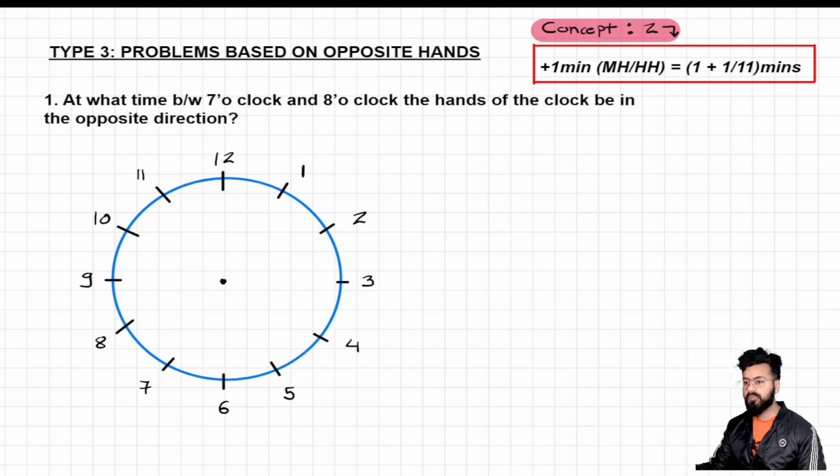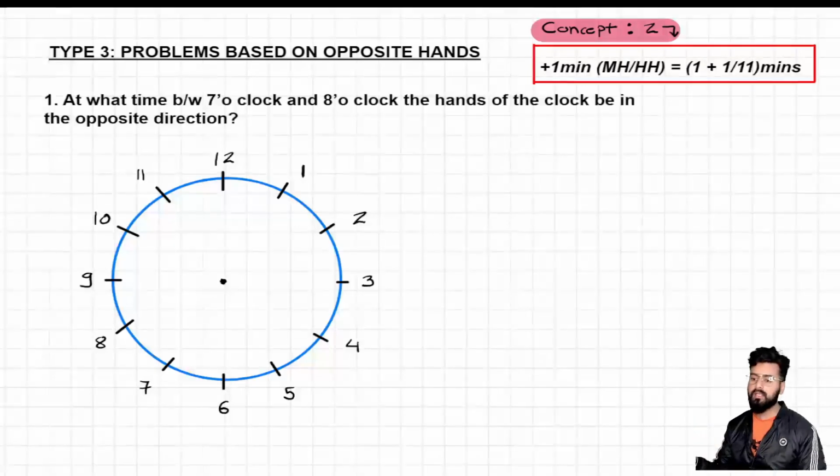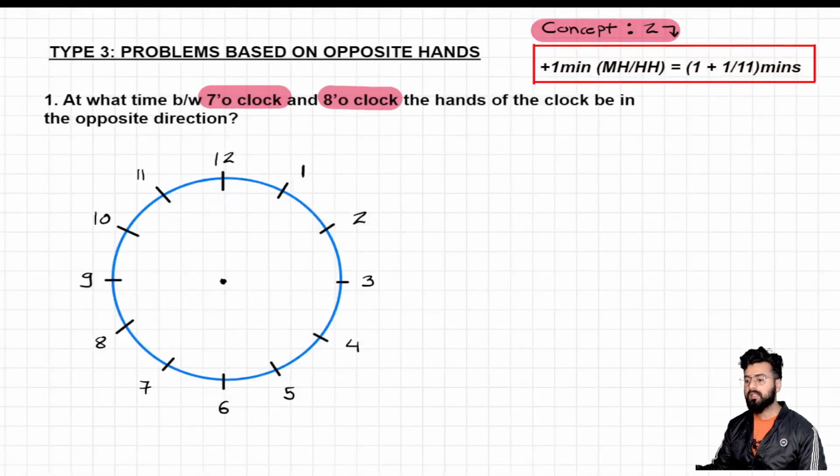What is concept 2? To make a gain of 1 minute, minute hand takes 1 plus 1 by 11 minutes over hour hand. We are going to use the same concept while solving the problems based on this type as well. Right? Let's read the question. At what time between 7 and 8 o'clock the hands of the clock be in opposite direction?